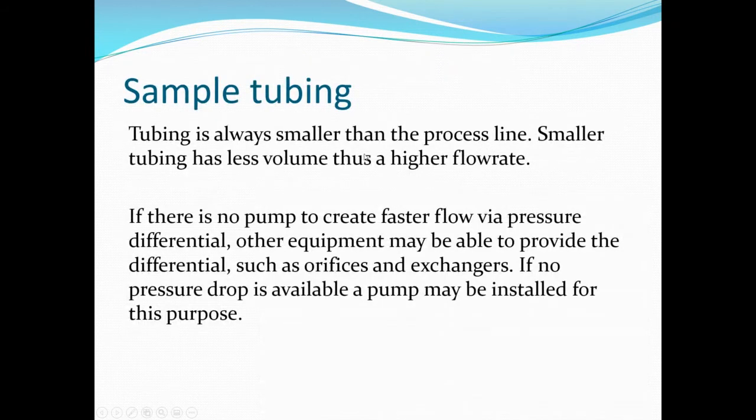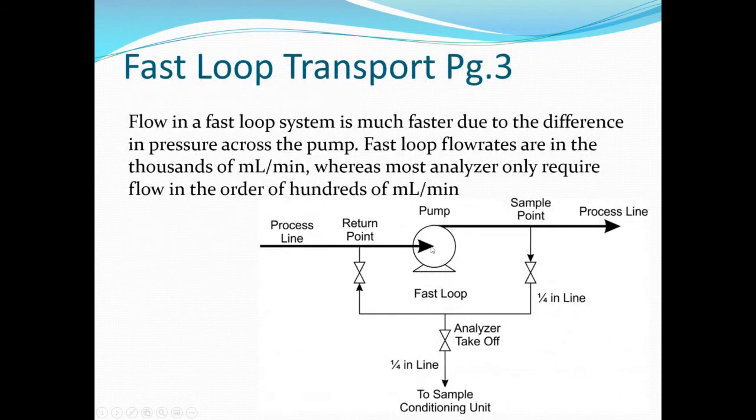Sample tubing, of course, is always smaller than the process line. The general idea, as I described earlier, is that smaller tubing has less volume, thus it's going to have a higher flow rate. If there is no pump to create the faster flow, creating the differential pressure, we can use other things to provide the differential pressure, such as orifices, exchangers, valves, things of that nature. They'll do the same thing here again.